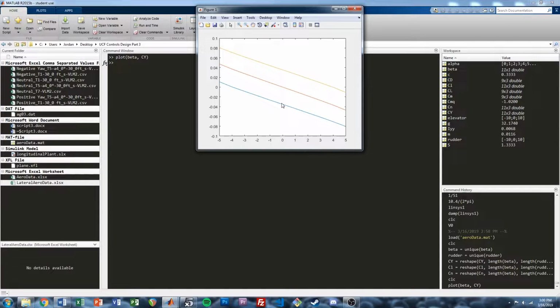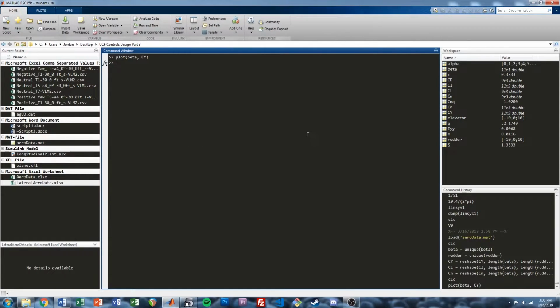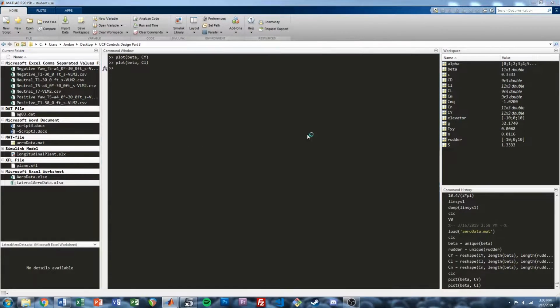So the blue one, this is going to be the negative, which is the trailing edge to the right, which is going to generate a negative side force. Okay, yeah, I've convinced myself. I like that one. Let's look at the rolling moment.